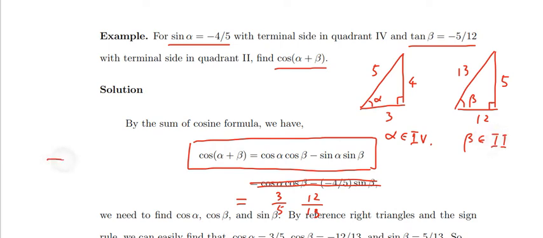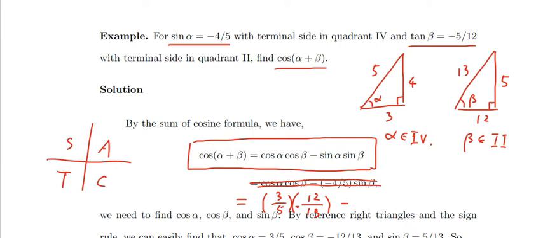So I just use the rule: all students take calculus. Use this to determine positive and negative. Alpha is in the first quadrant, so cosine is positive, so we don't need to put a negative. Cosine alpha is positive, but cosine beta is negative. Okay, so minus. This is minus. I just copy from the formula.